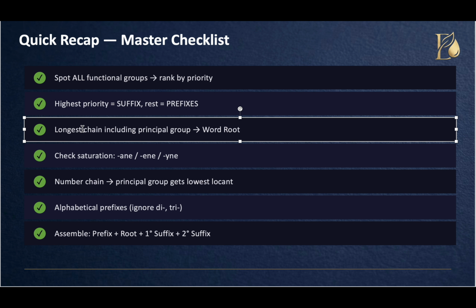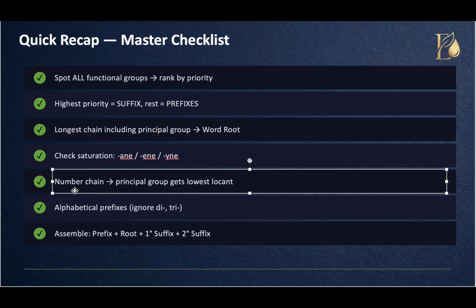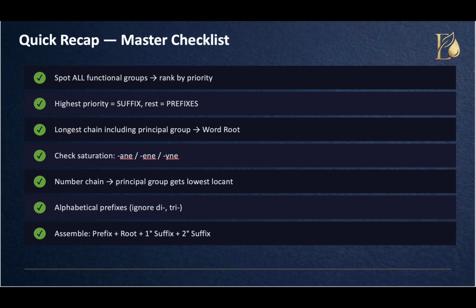We have to find the longest chain including the principal group. Next, we have to search for the unsaturations. If there are any unsaturation, double bonds or triple bonds, then we have to number the chain, then alphabetical prefixes, then assemble all these things into the general formula: prefix plus root plus primary suffix plus secondary suffix. Make sure that you are okay with these concepts.